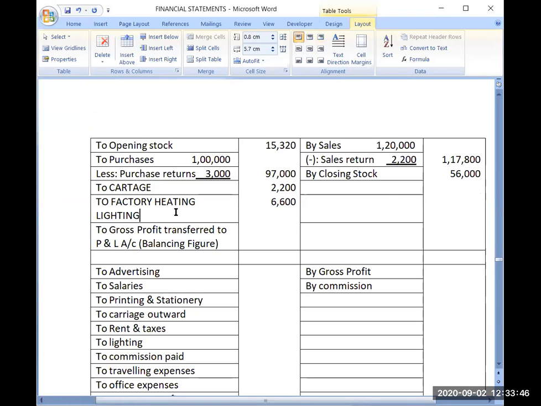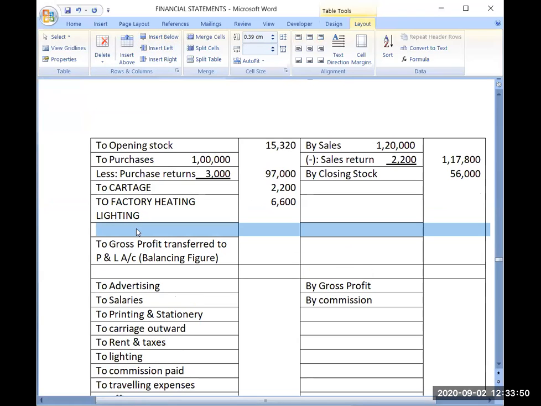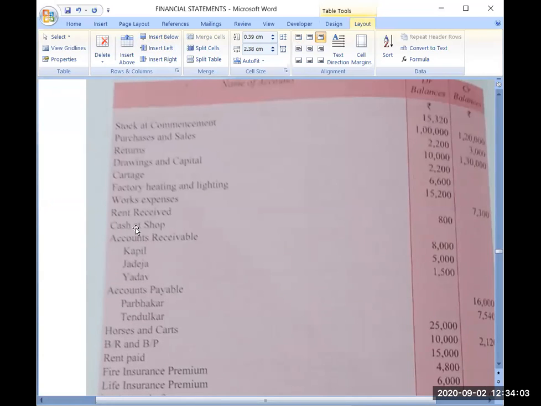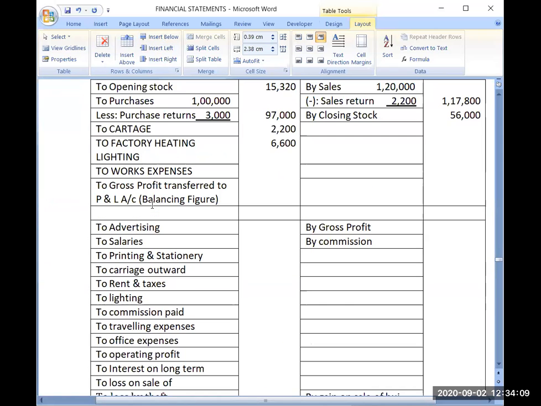It will also come in trading account, to works expenses. And it is how much? 15,200.